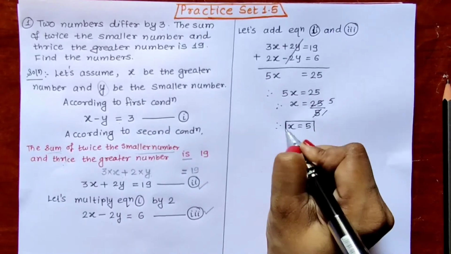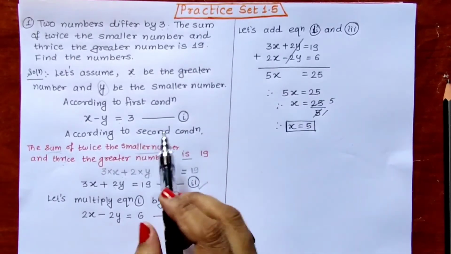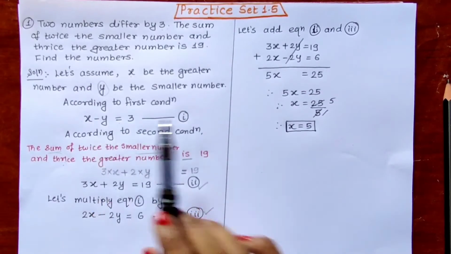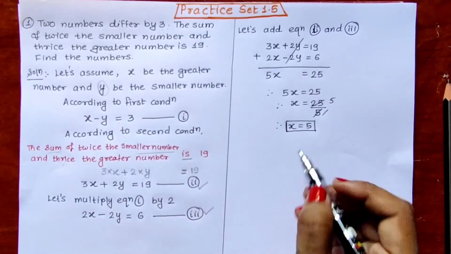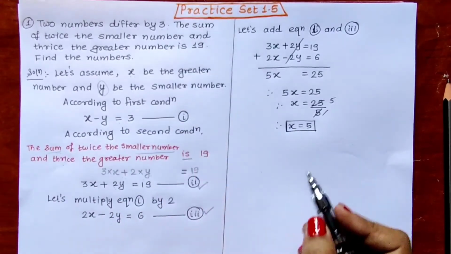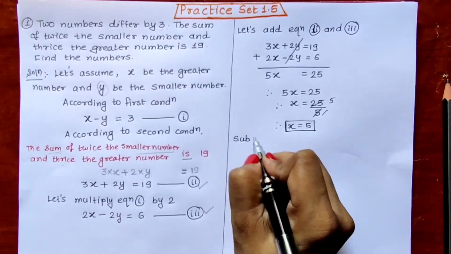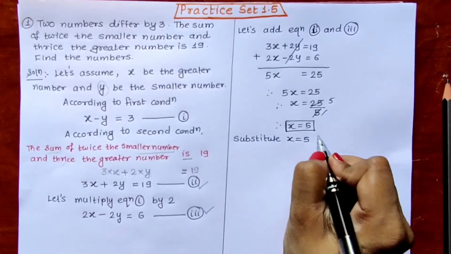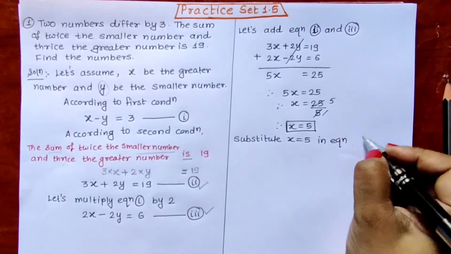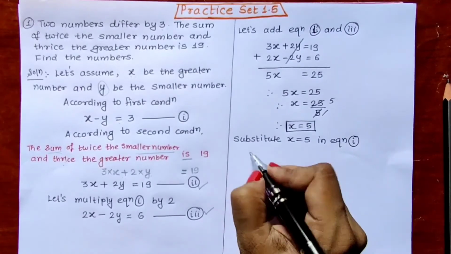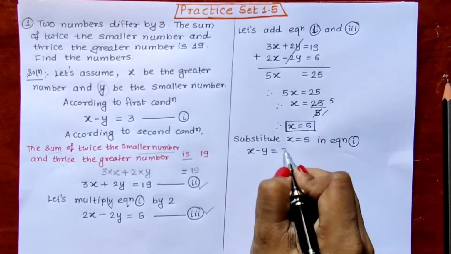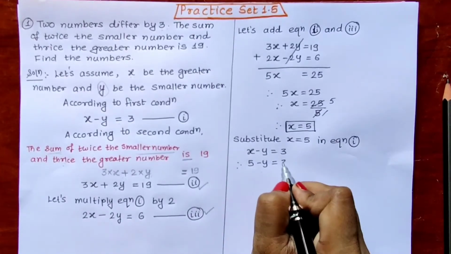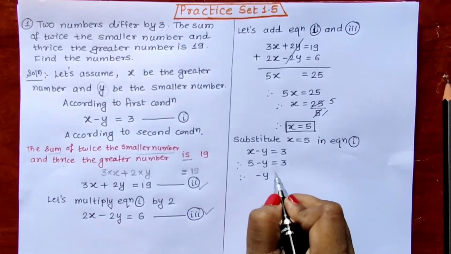Once we get the value for x, we have to get the value for y. How to get the value for y? We can put it in the equation number 1, 2 or 3. So substituting the value of x in equation number 1 will become easy and that's why we will have to substitute the value in equation number 1. So let us substitute x is equal to 5 in equation 1. Okay, so equation 1, once again I am writing x minus y is equal to 3. In place of x we will have to write 5. 5 minus y is equal to 3. Minus y is equal to 3.